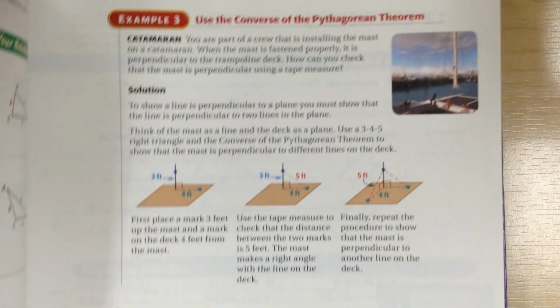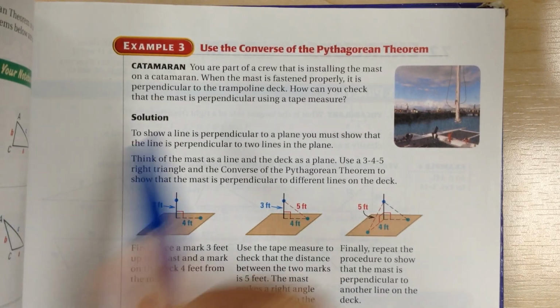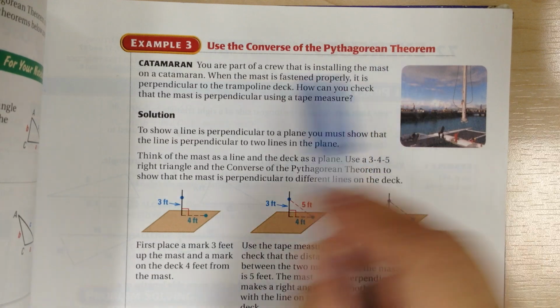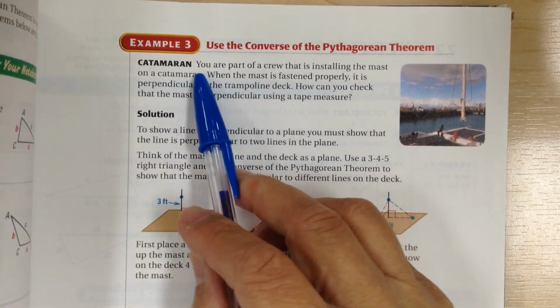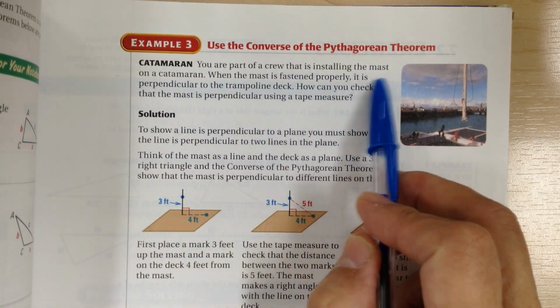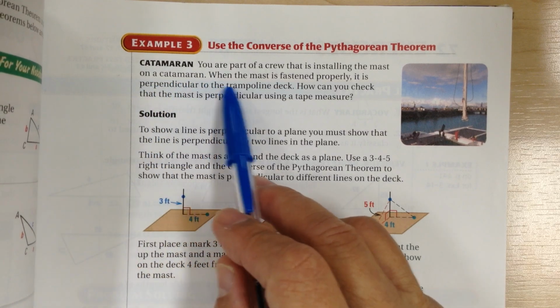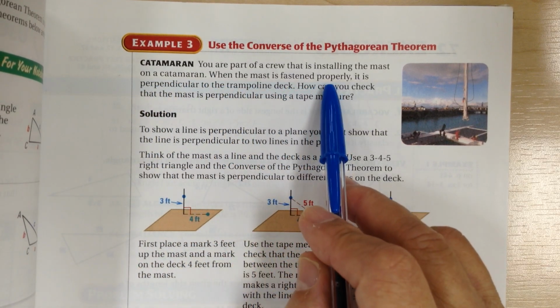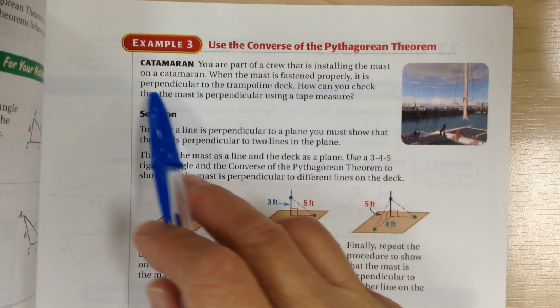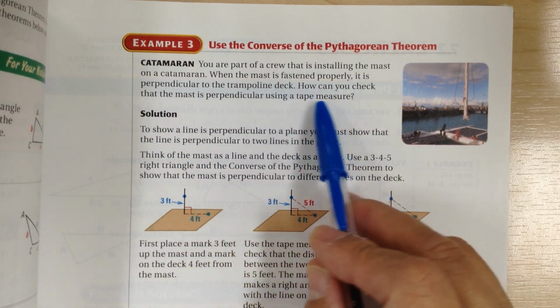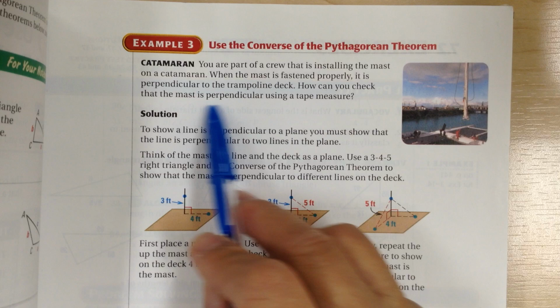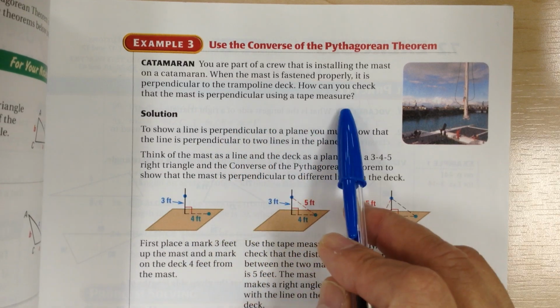Now let's go to example 3. Example 3, use the converse of the Pythagorean theorem. Catamaran: you are part of a crew that is installing the mast on the catamaran. When the mast is fastened properly, it is perpendicular to the trampoline deck. How can you check that the mast is perpendicular using the tape measure?